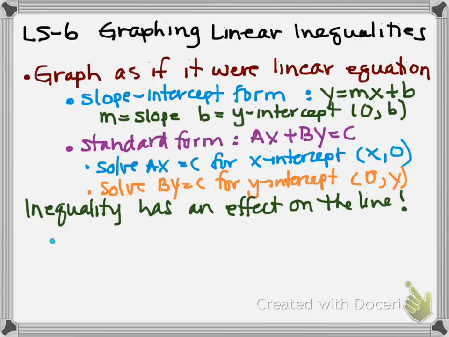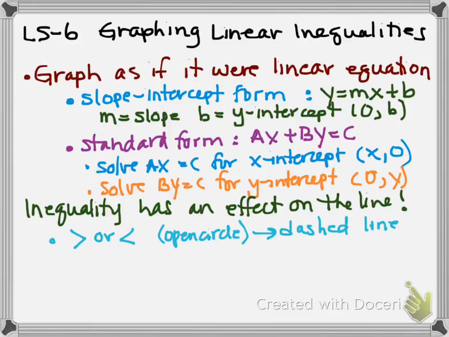So if you have an inequality that's a greater than or a less than, when we were doing our inequalities with the single variable, that meant the number we got was not a solution. And we used an open circle. So our open circle that we were used to with the one variable now becomes a dashed line. And again, the reason for this is that the points on the line are not solutions.